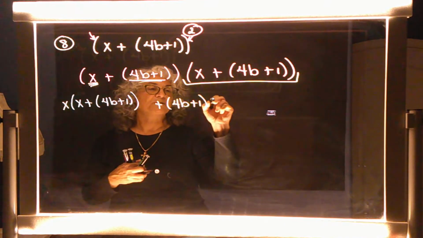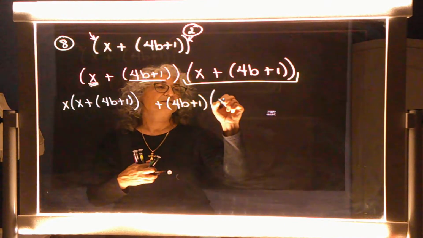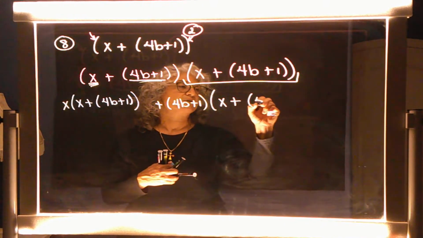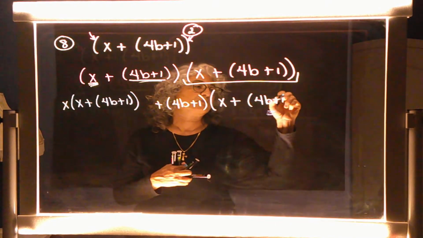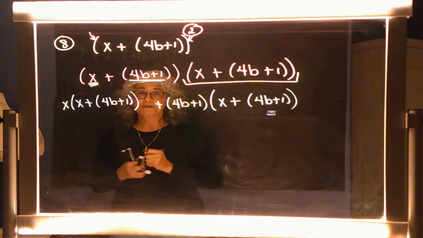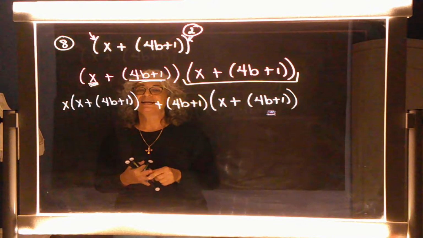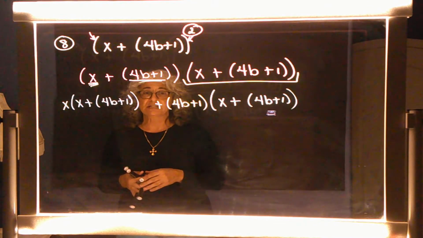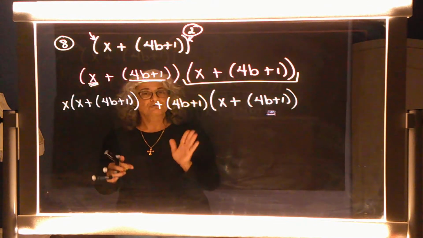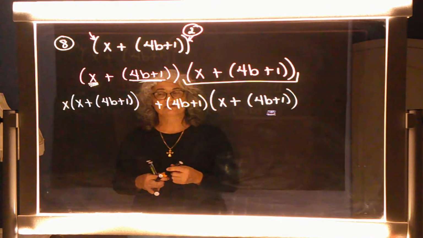Same thing with this 4b plus 1. I'm going to have to multiply it to that larger parenthesis, because that's the second parenthesis. With me? Okay. Now, you kind of have to take this slow. You can do this. You just have to take it slow and be methodical.